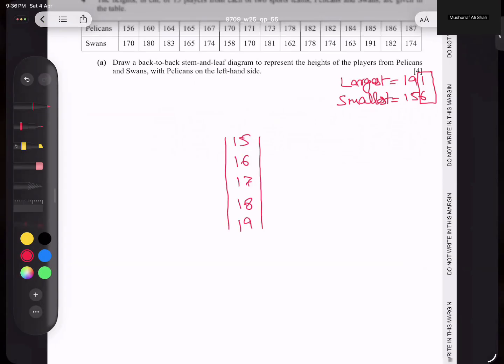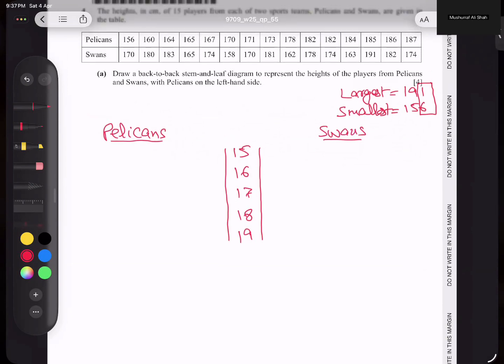And he mentioned that pelicans are on the left hand side. So the left hand side is here. I'm writing here pelicans and writing here swans. Okay, students. So now I'll cut and write only 156.